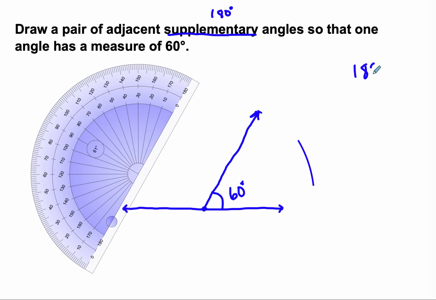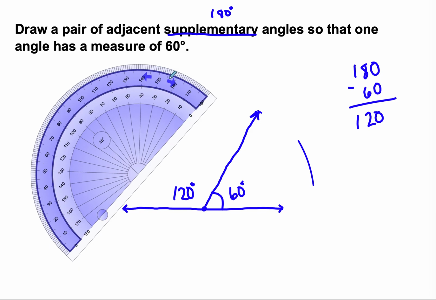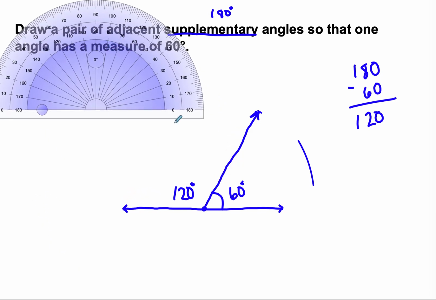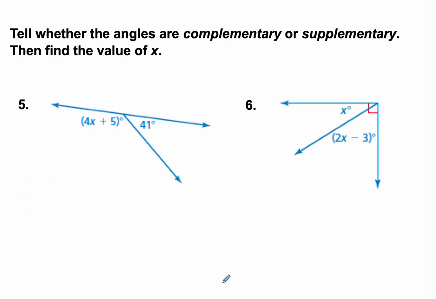If I'm not sure what that is off the top of my head, I can do the work to show that. It's going to be 120. Now if I use my top set of numbers when I drew my first angle, I went over here, then that would mean my 60 degree one would be on the left. The 120 degree angle should look bigger than your 60 degree angle. If it doesn't, then you did something incorrectly. All right, go ahead and pause the video and try these two on your own.